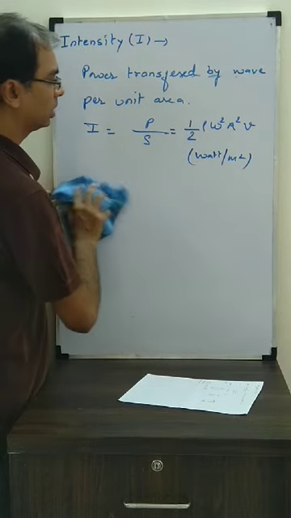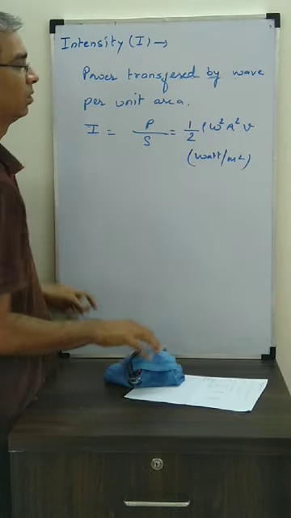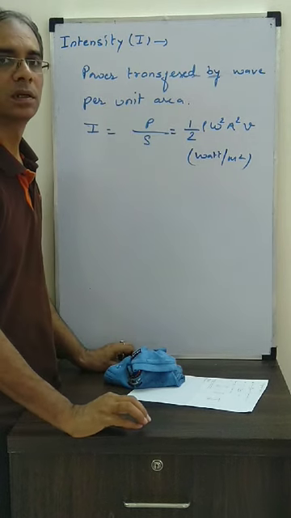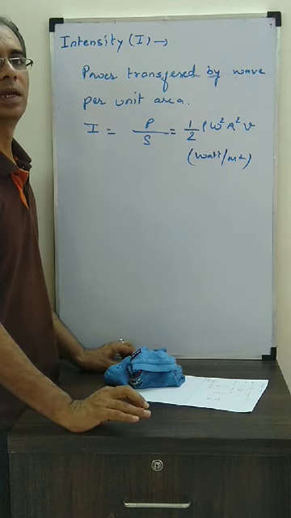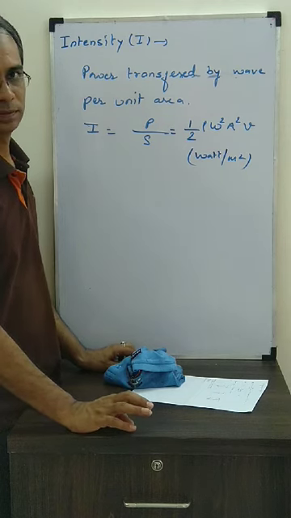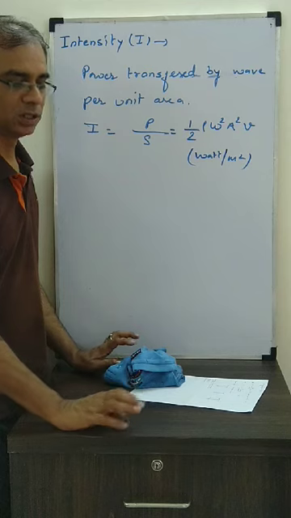Okay, so these are the basic terms of a wave. So we have learned wave equation, velocity of wave, energy carried by wave, power carried by wave, and intensity of the wave. Alright, so this is it for this class.